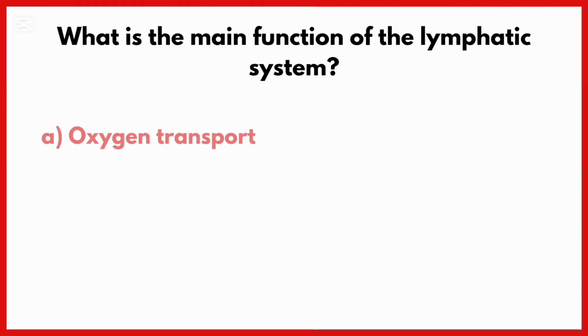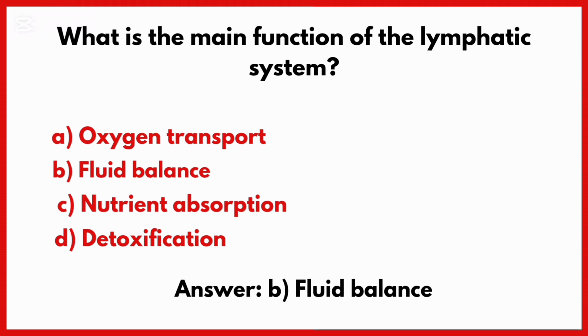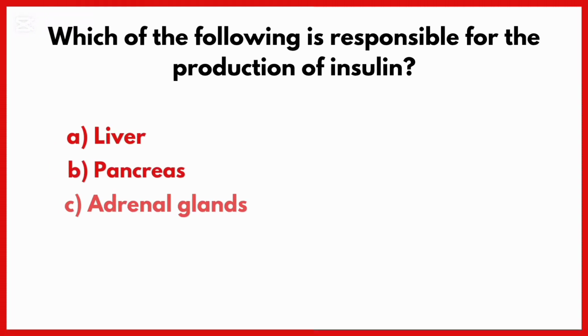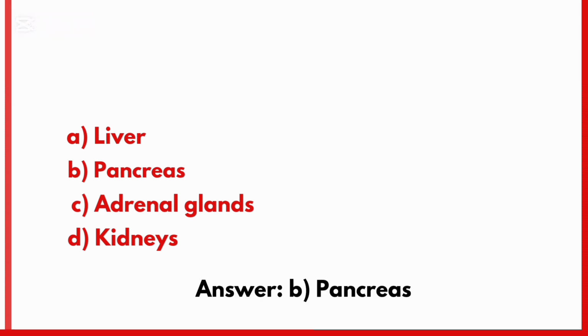What is the main function of the lymphatic system? Correct answer is option B, fluid balance. Which of the following is responsible for the production of insulin? Correct answer is option B, pancreas.